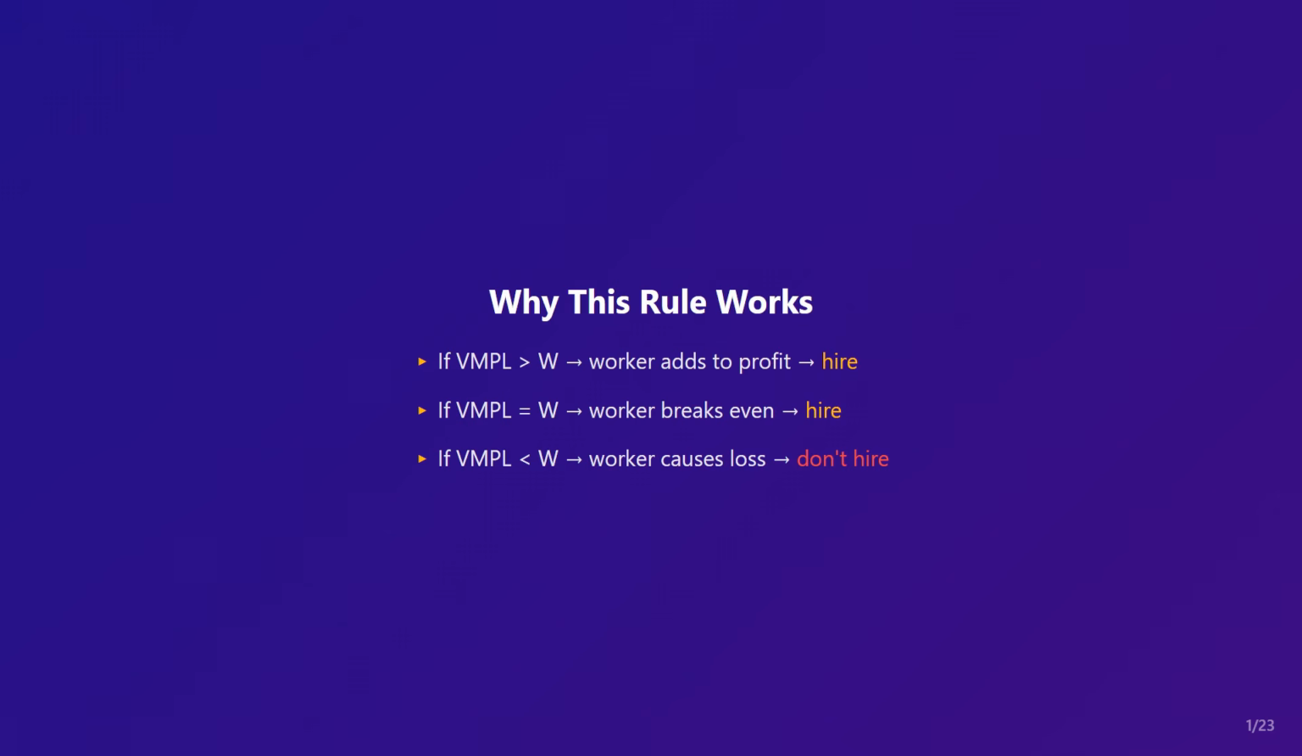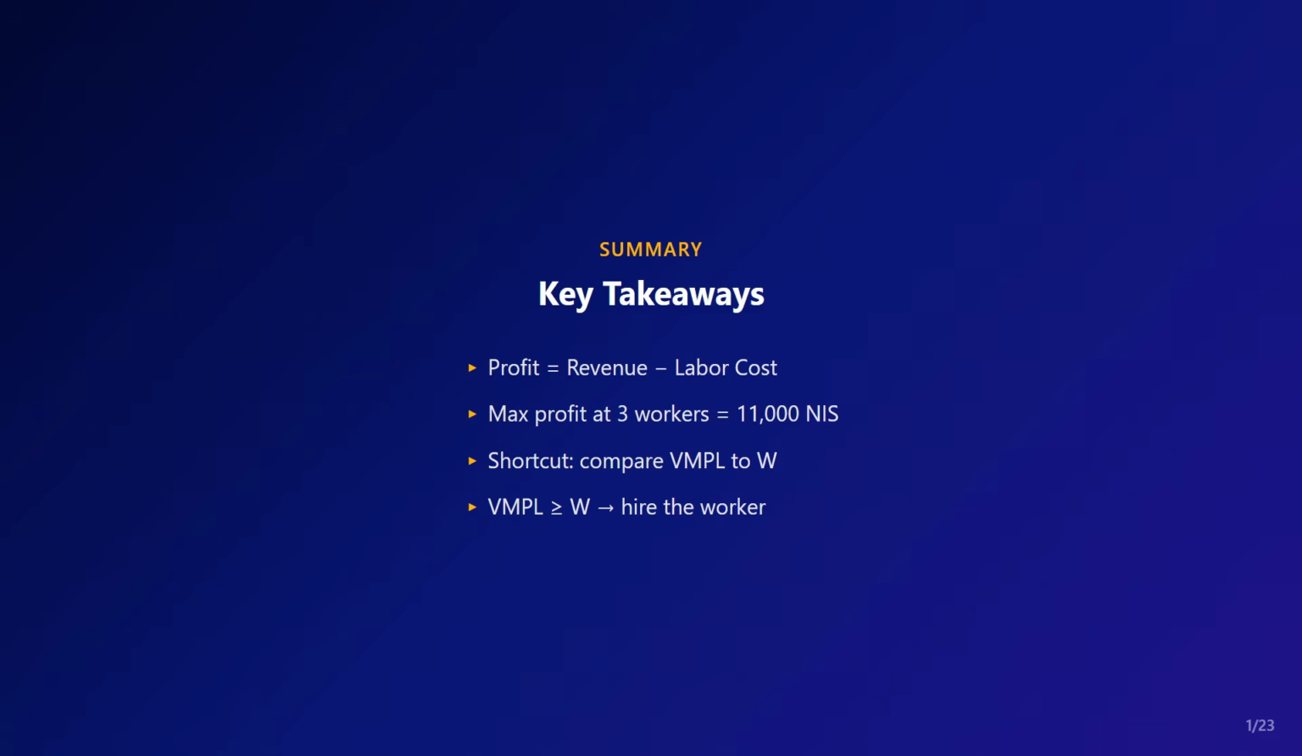So what did we learn? First, we calculated revenue, expenses, and profit for each employment level and found that maximum profit is 11,000 shekels when hiring 3 workers. Second, we discovered a quick and smart way to reach the same answer: use the profit maximization condition, VMPL greater than or equal to W, hire workers as long as their marginal output value is at least equal to their wage. This is the central rule in a producer's hiring decision under perfect competition, and it's one of the most important tools in the entire course.